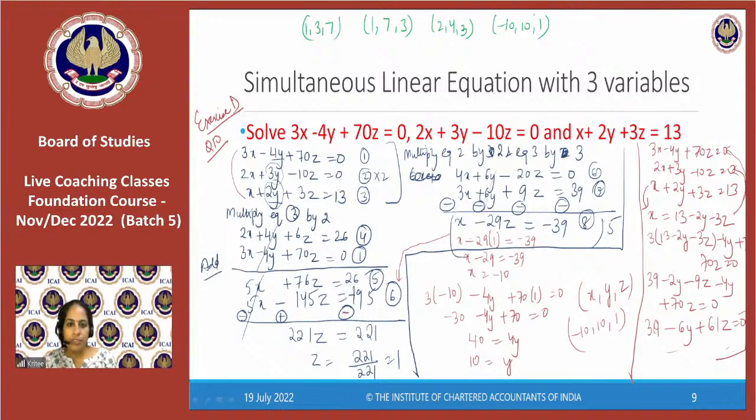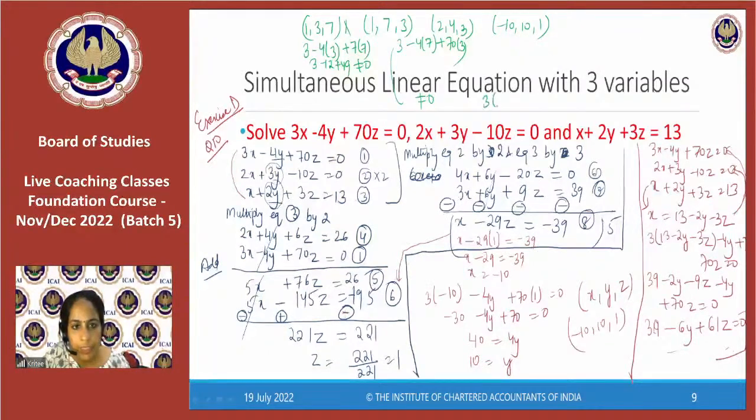So when you have these options, simply substitute the values in the equation. Start substituting them. The first option becomes 3 minus 4 into 3 plus 70 into 7, that is 3 minus 12 plus 49. Of course, it is not equal to 0. So the first option is not correct. Second option: 3 minus 4 into 7 plus 70 into 3. Again, this is very clearly not equal to 0.